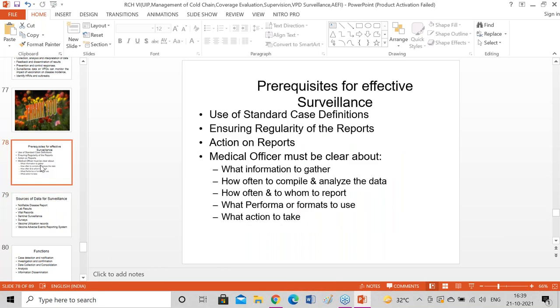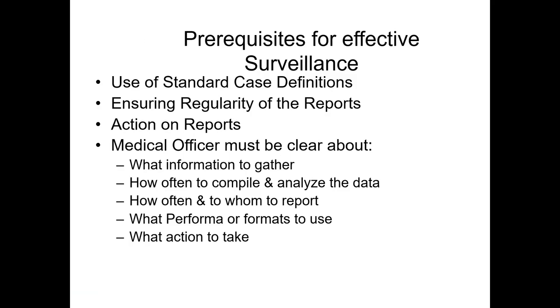Okay, one more thing which was important here: what are the prerequisites for effective surveillance? If we have to do an effective surveillance, what are the prerequisites? There has to be standard case definitions. Anywhere you go, anywhere you talk about any disease outbreak, or even a small study you're conducting, you have to have a standard case definition where you can define clearly which case you are talking about.